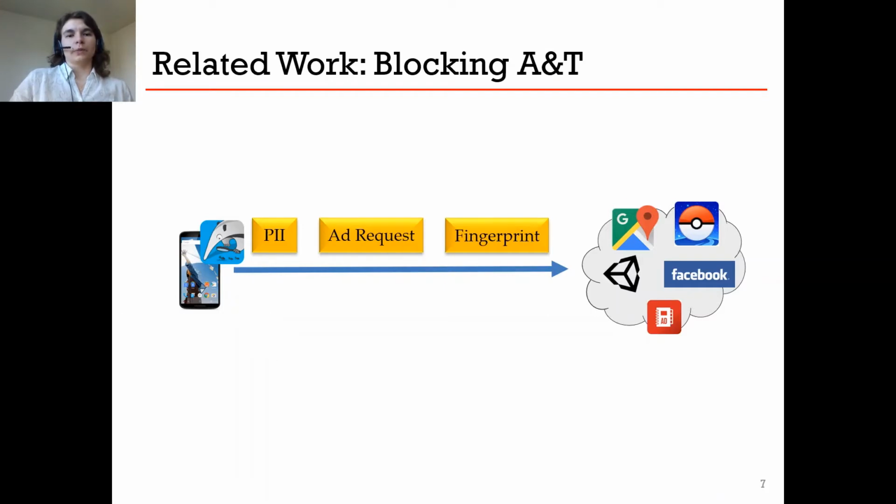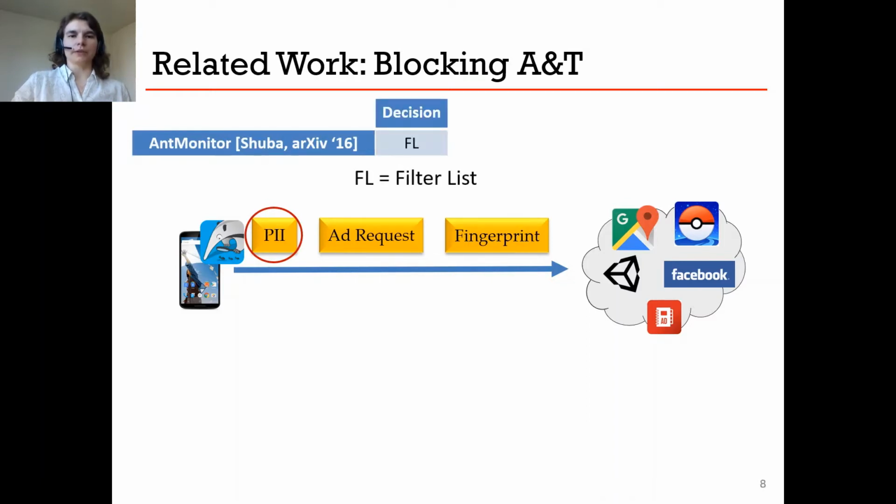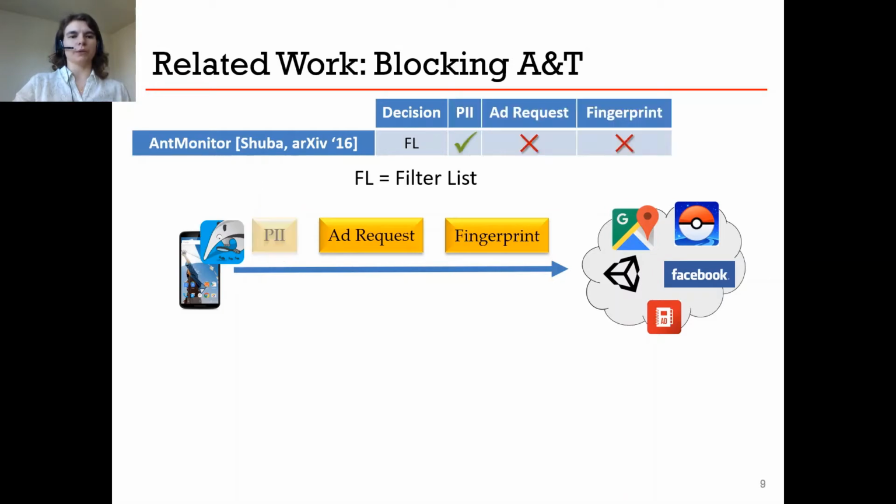Once this network interception is in place, we can block different manifestations of A&T. For example, in our own prior work, AntMonitor, we focused on blocking PII. So we essentially maintained a filter list of PII, and whenever a packet contained one of the strings in our filter list, we blocked that packet. Unfortunately, our approach was unable to deal with ad requests and fingerprints being sent to trackers.